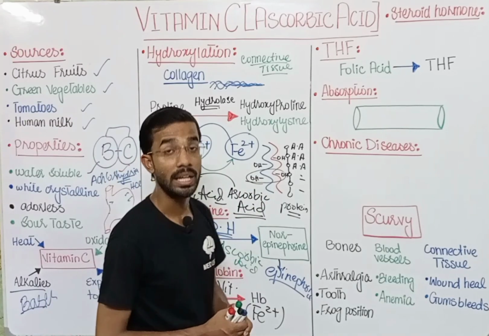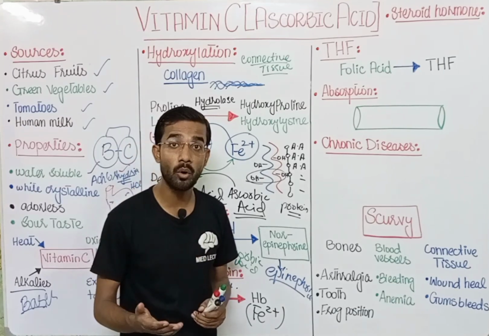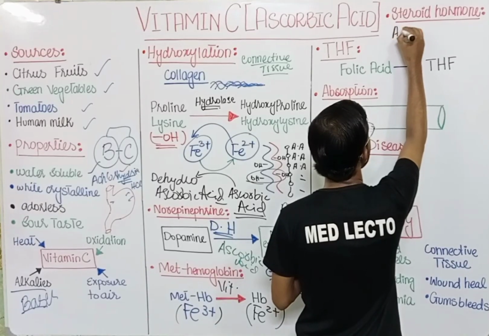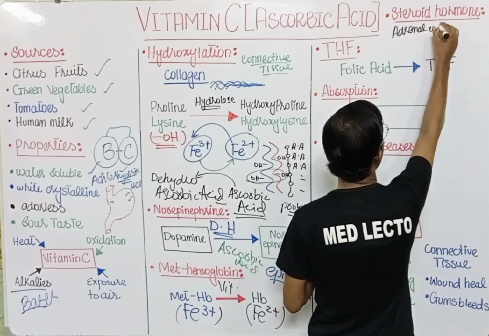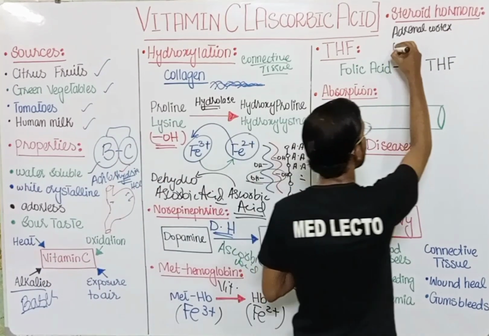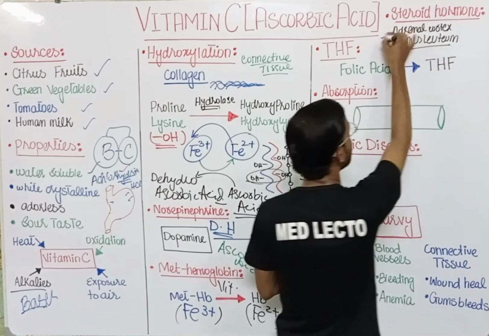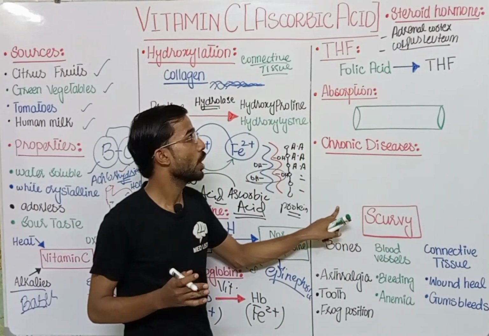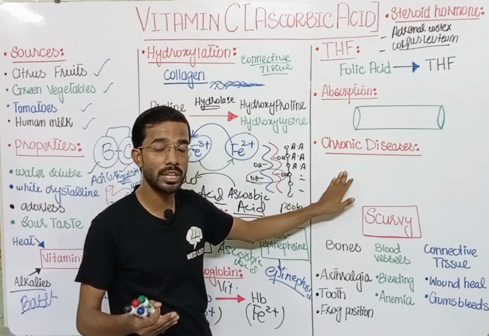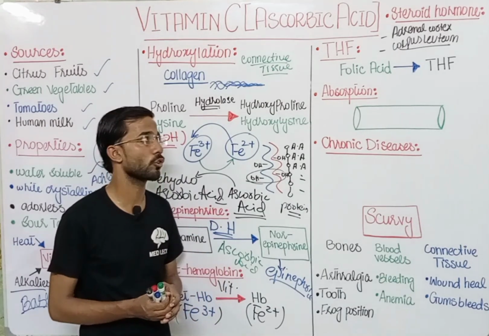Next is the steroid hormone. In steroid hormone synthesis, vitamin C also plays an important role in the adrenal cortex and the corpus luteum. These are basically important hormone-producing glands. The adrenal cortex is the gland present above the kidney, and the corpus luteum acts as a hormone-producing structure present in the ovary. In these glands, you will see the redox reaction in which vitamin C is utilized, and you will see the synthesis of the different steroid hormones.